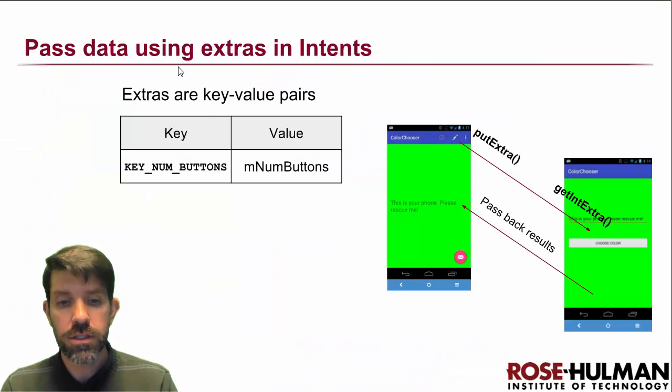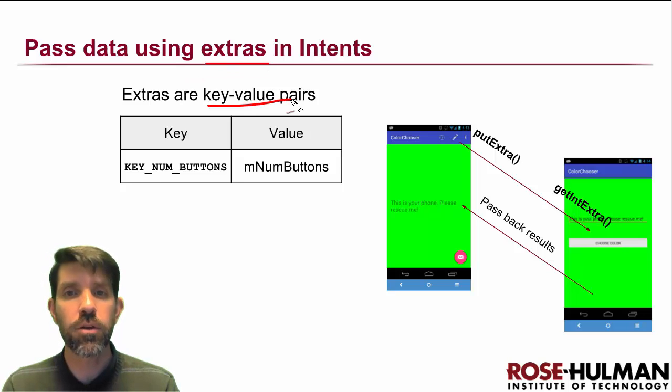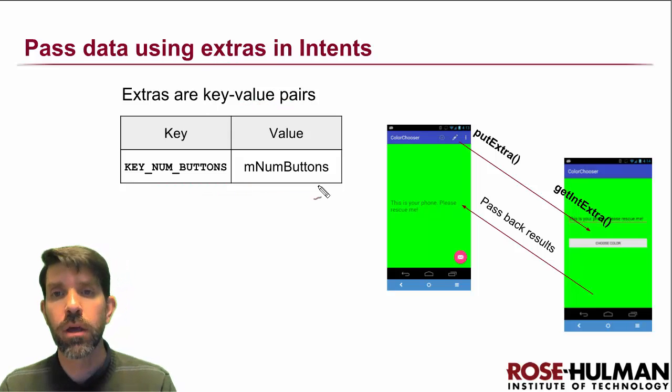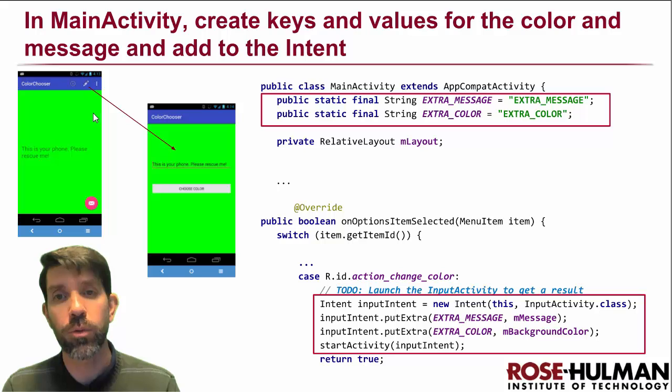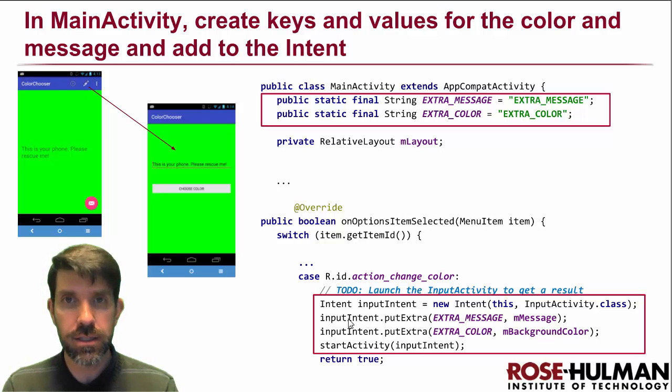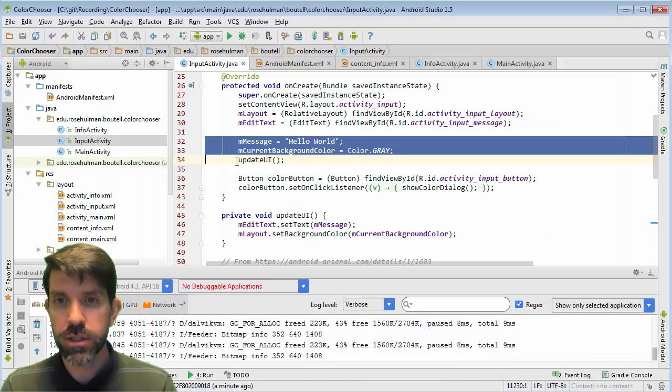So we're going to use these things called extras. Extras are just key value pairs. So if we declare a key, and then we can send a value, right? So in our case, what we have that we're going to be sending are two things actually. So a couple of extras here. Our keys, we're going to have an extra for the message that we're going to send, and then one for the color, right? And then after we make the intent, but before we start the activity with it, we're going to put these extras into the intent, and then we'll get them out on the other side.